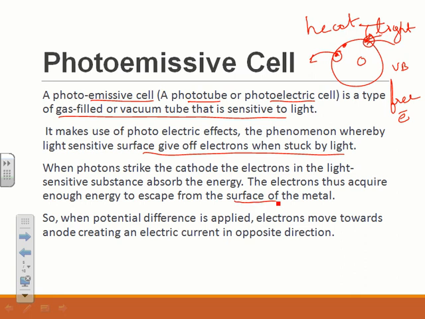When a potential difference is applied, these electrons are moved towards the anode. This is the cathode, and here it is the anode. When light strikes the surface of the material, free electrons are generated, and if you apply a potential difference such that the cathode is connected to negative and the anode to positive, these electrons move towards the anode and thus constitute an electric current. So this is the principle behind the photoemissive cell.